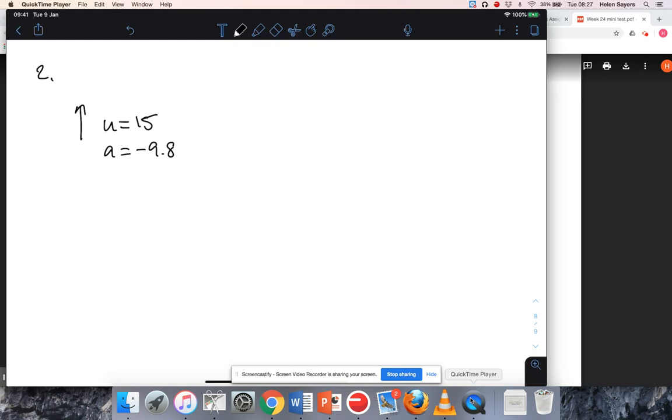So find the total time for which the particle is 10 or more meters above the point of projection. So s is 10, and we're thinking about time. If we think about which suvat equation would link all those, it's going to be s equals ut plus a half at squared. So that's going to be a quadratic in t. So potentially that's going to give me two solutions. And that does make sense because of the particle.